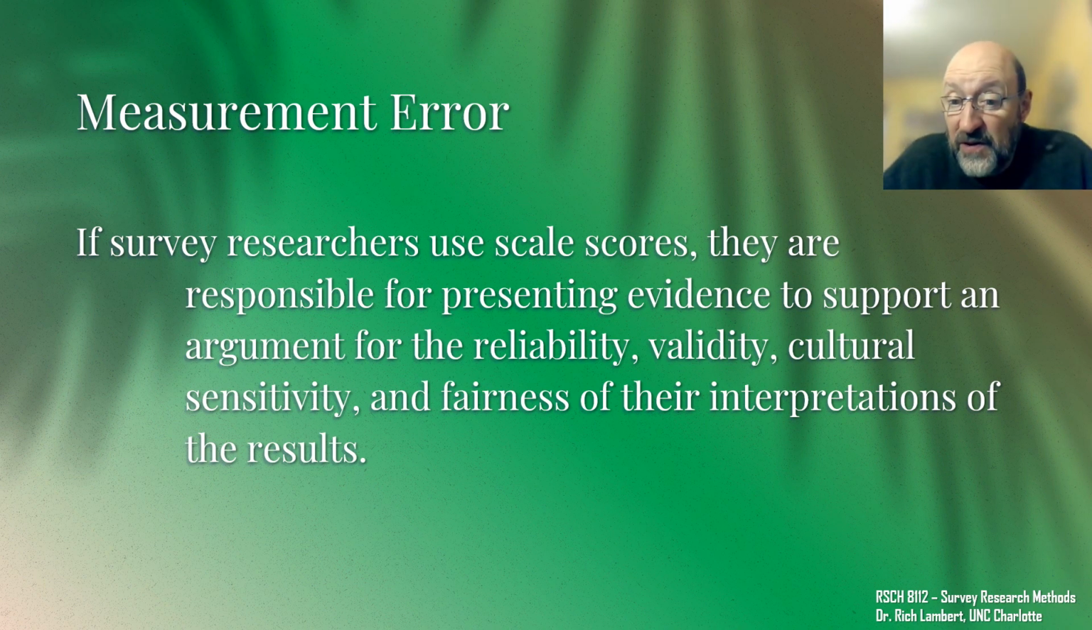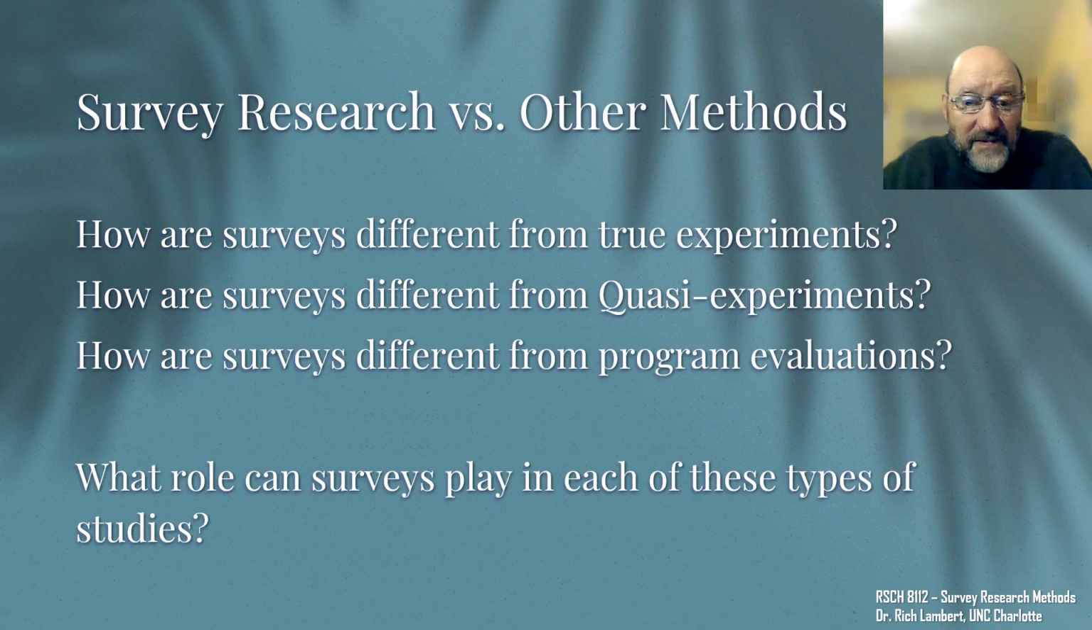If survey researchers use scale scores, in other words, as they score the survey in a particular way rather than just using the information from individual items in a very descriptive way, then they're responsible for providing evidence to support an argument for the reliability, validity, cultural sensitivity, and fairness of the interpretation of the results. In other words, you're not exempt from measurement error if you combine scores together into total scores of some sort. Now, oftentimes that can be a really good way to go, but it doesn't exempt you from making sure that's an appropriate thing to do.